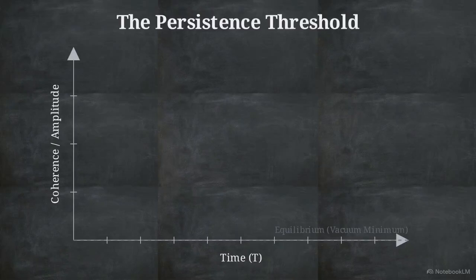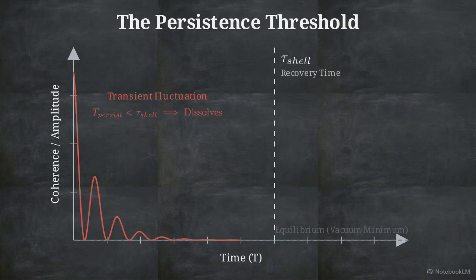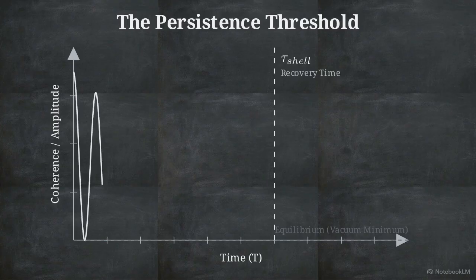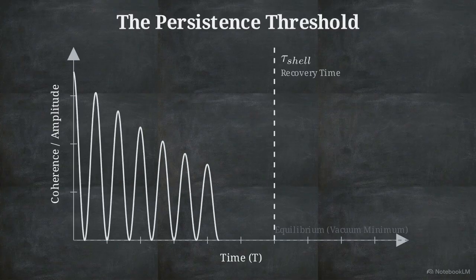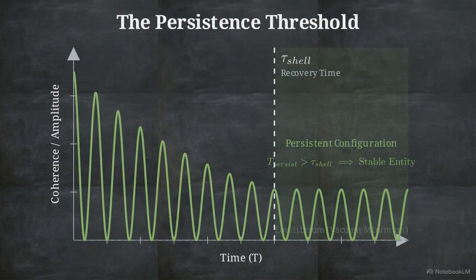This time series graph visualizes the persistence condition. For any entity to exist, its coherence lifetime must exceed the shell's recovery time, represented here by the dotted line. If a transient fluctuation, like the first waveform here, decays before crossing that threshold, it fails the inequality and dissolves. But a configuration that outlasts the characteristic recovery time locks in. It passes the threshold and stabilizes.